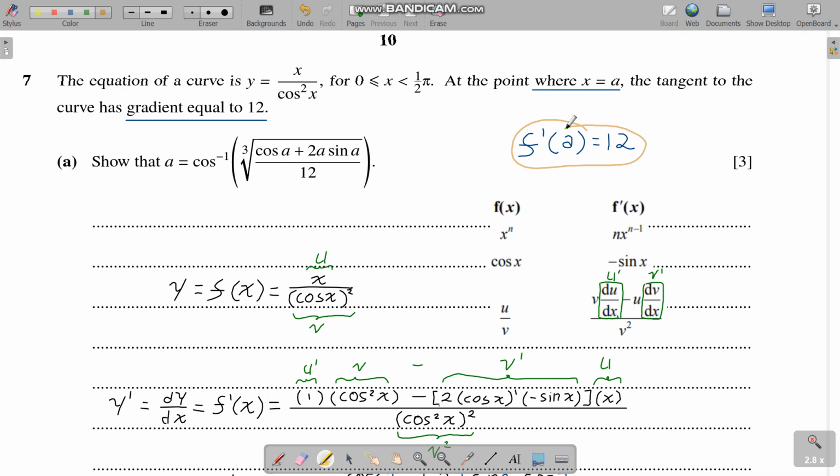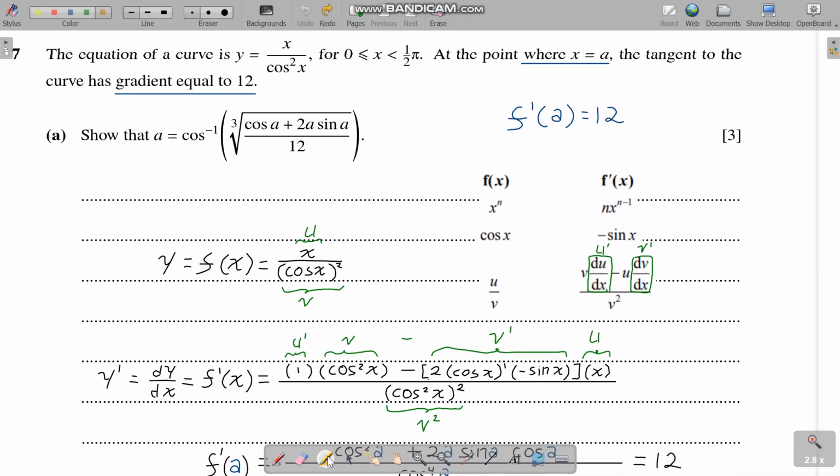Okay, so now to find the f prime or the y prime, we have to differentiate x over cos squared x. To differentiate a division, here we have x on top and cos squared x below, so we have to use the quotient rule. The derivative of u over v is u prime v minus v prime u all over v squared. That's the formula we are using.